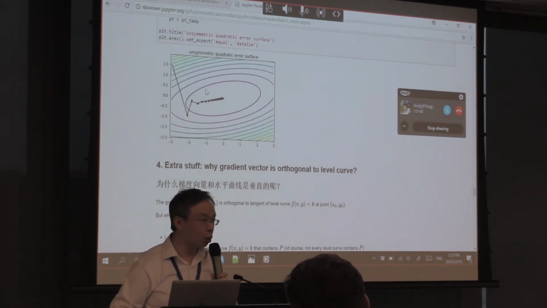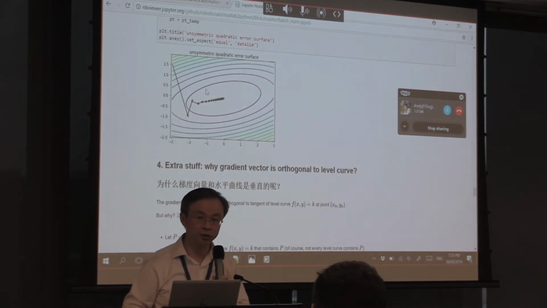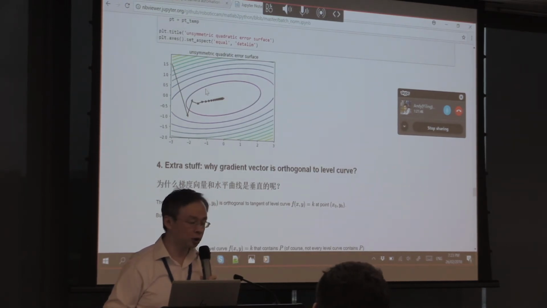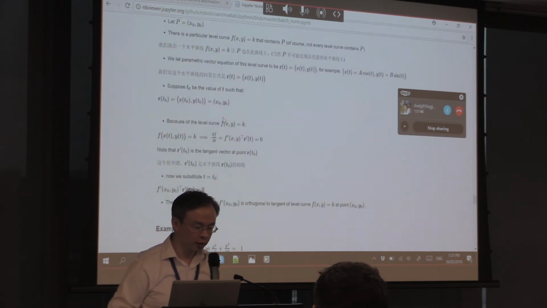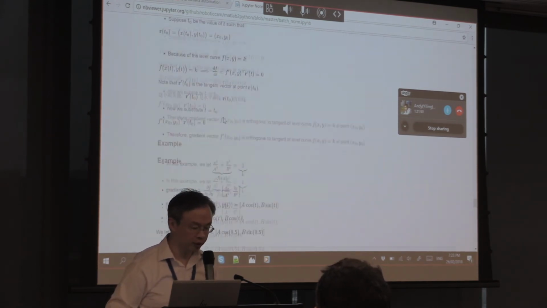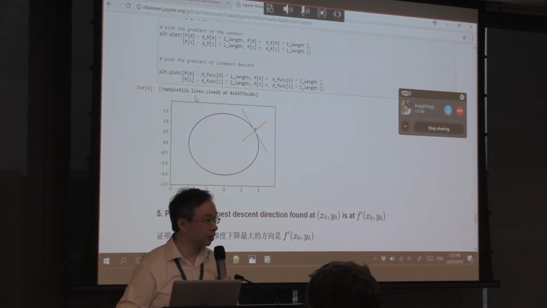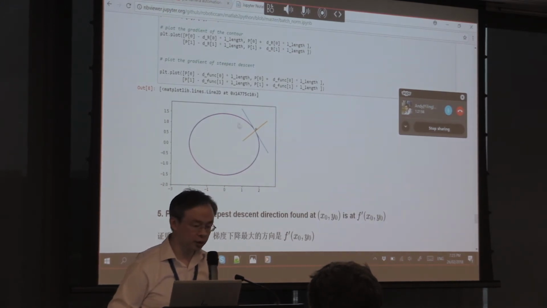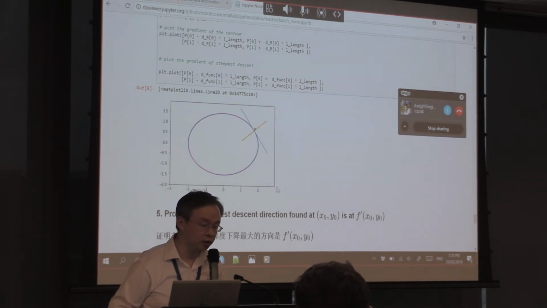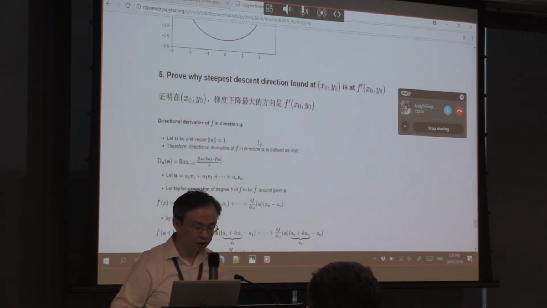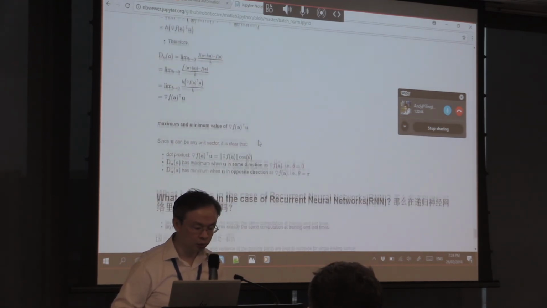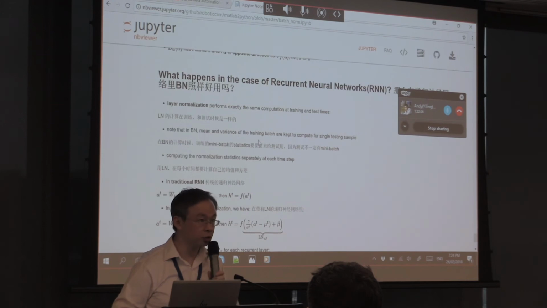So you might wonder why the steepest gradient is perpendicular to the contour line? Here's a bit of proof. For those of you who are interested, have a read about that. I even show a little example of why this is, okay? So if you have an ellipse, this is the gradient, and this is the tangent of the contour, and they are always perpendicular, okay?